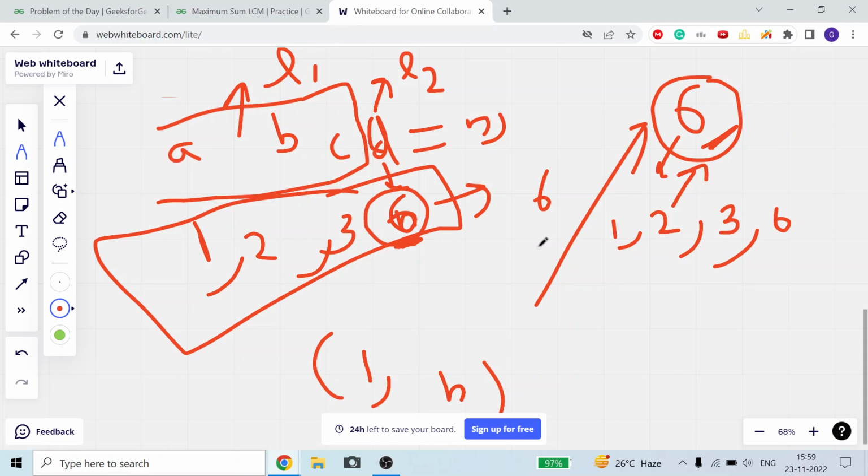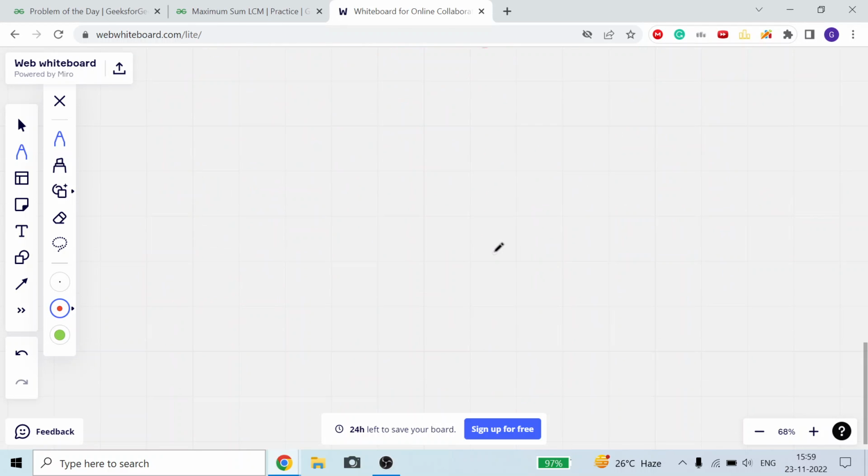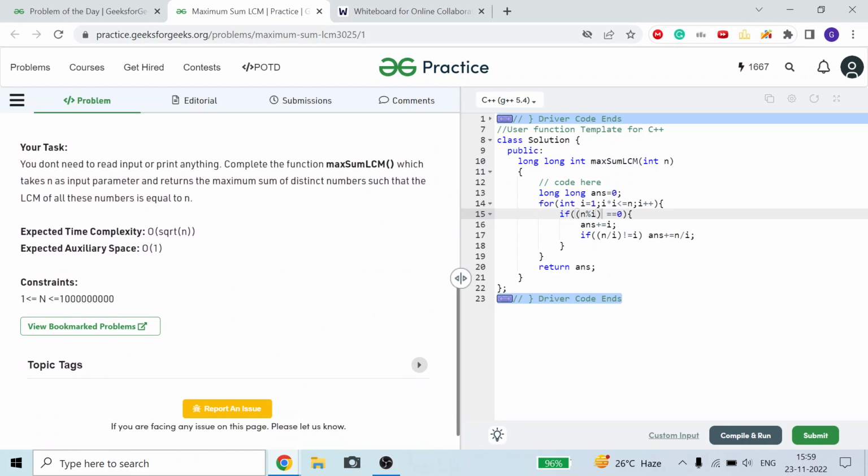So now what I need to do is find all the factors. What I can do is run a loop up to the square root of n.